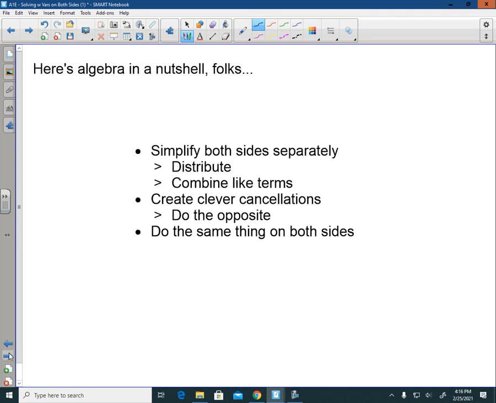Algebra works in a very predictable way, friends, and if you recognize that it's really a very few steps, within those steps there's lots to remember, I know, but you can step your way through just about any algebra problem by simplifying both sides separately by either distributing or combining like terms, and then create clever cancellations. Do the opposite. If the problem's multiplying, you divide. If the problem's adding, you subtract. And then do the same thing to both sides. That's going to get you through almost any algebra problem.